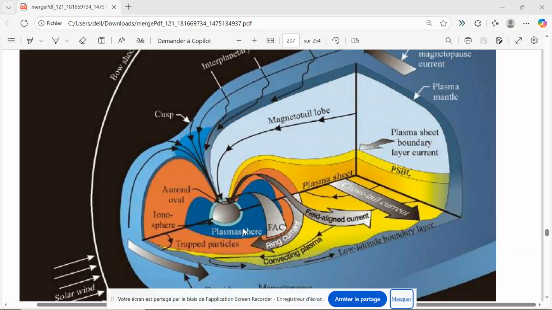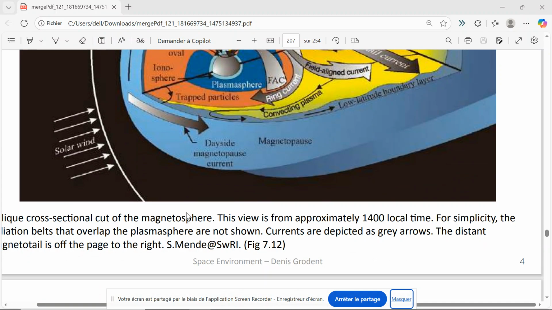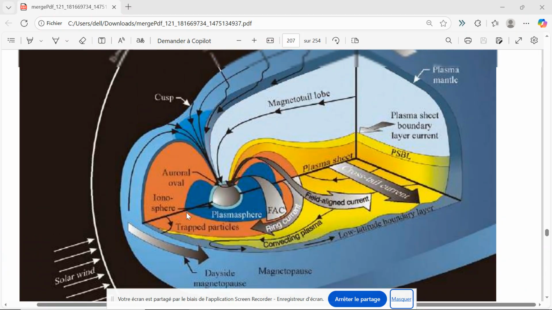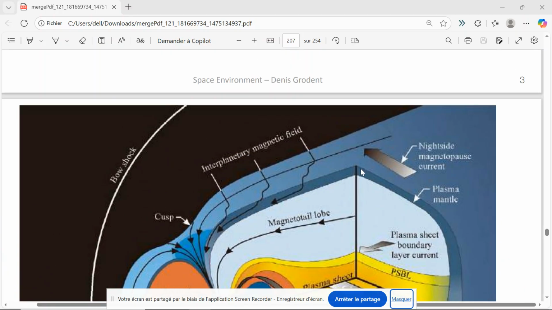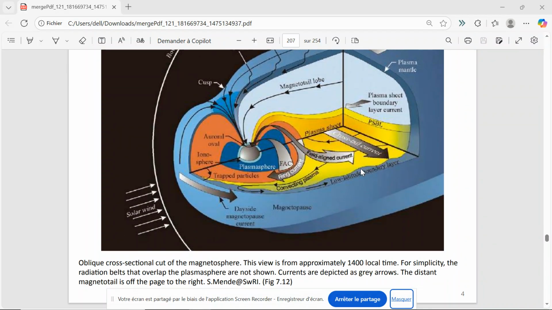So the particles will be affected by those ring currents that will produce some aurora, etc. So trapped particles also form the Van Allen belts. We'll talk about it later on. So plenty of currents are generated due to the fact that we are getting far away from the shape of a dipole.